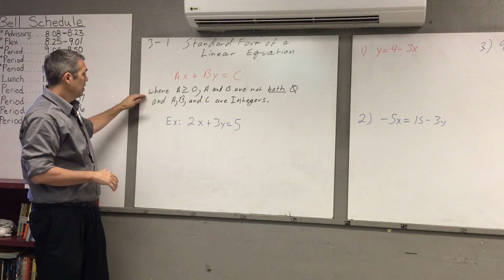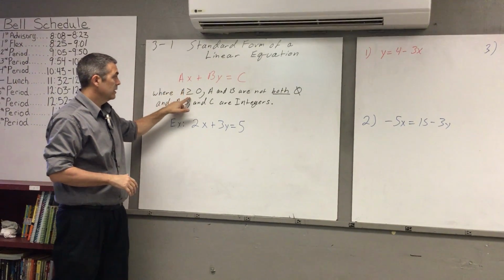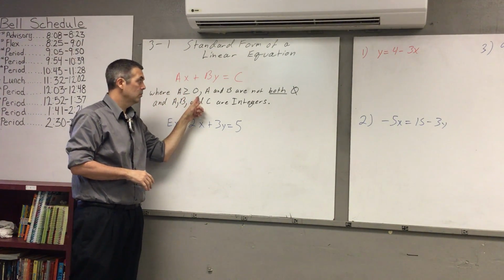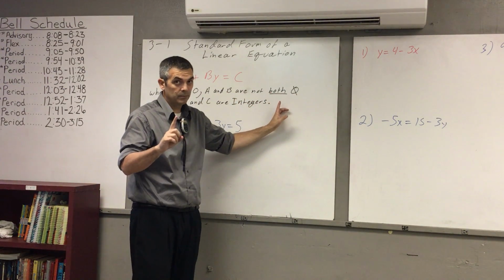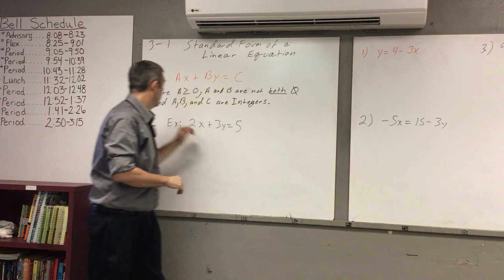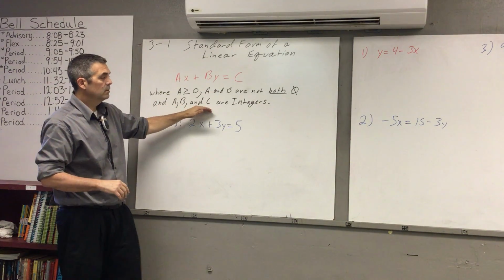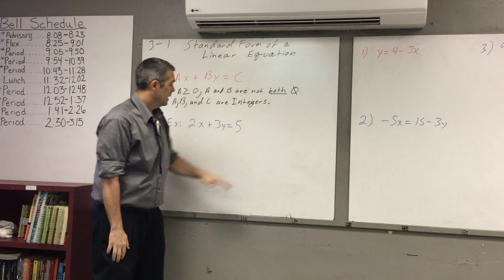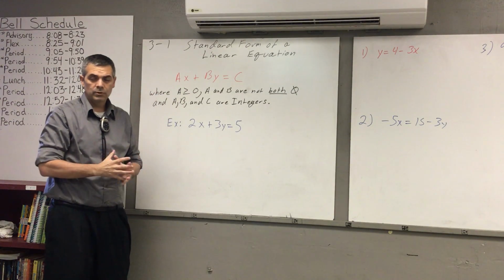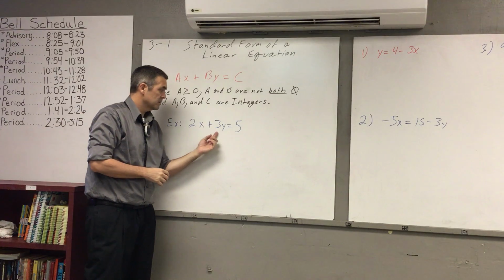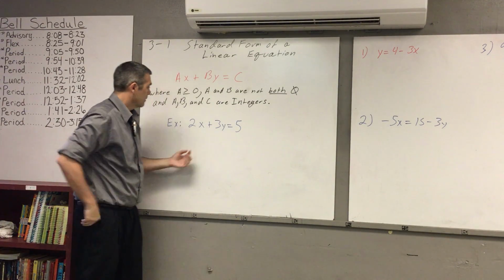And it's where a is greater than or equal to 0. A and B are not both 0. One of them can be 0, but not both. And A, B, and C are integers. Now, this is kind of an example of what you'll see: 2x plus 3y equals 5.